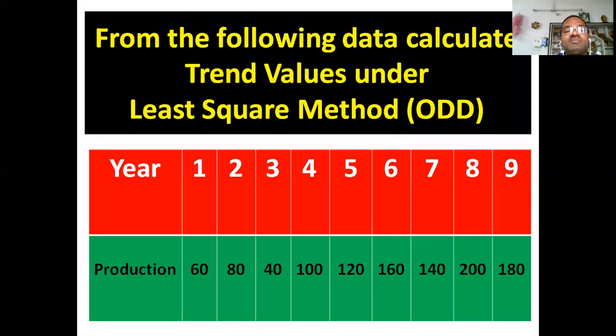So then how to calculate the trend values? That is very important. We have to learn here. In the odd number case, I am teaching you. From the following data, calculate the trend values under least square method. As the given years are 9, we will consider it an odd number case. The given production is also shown on the slide: 60, 80, 40, 120, 160, 140, 200 and 180.